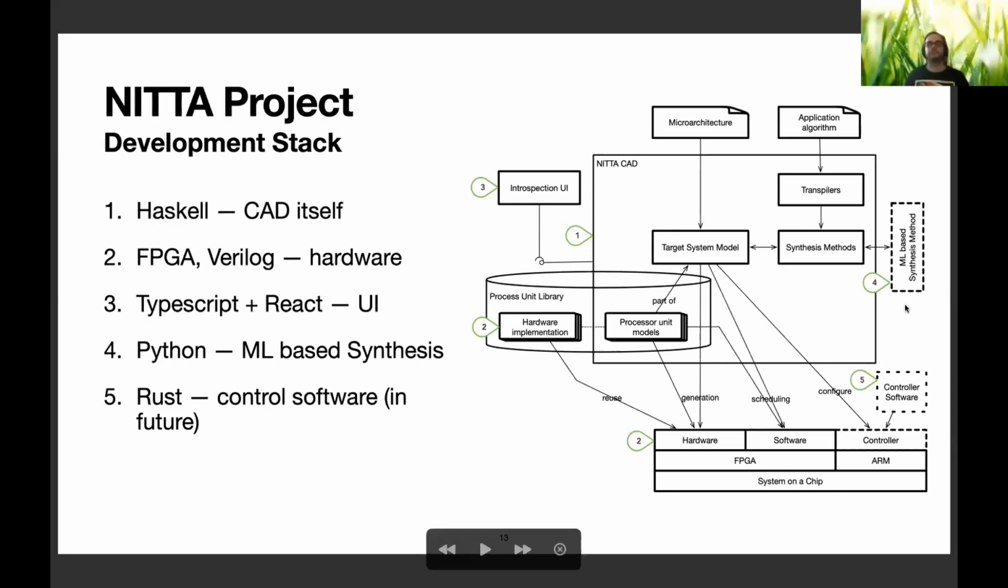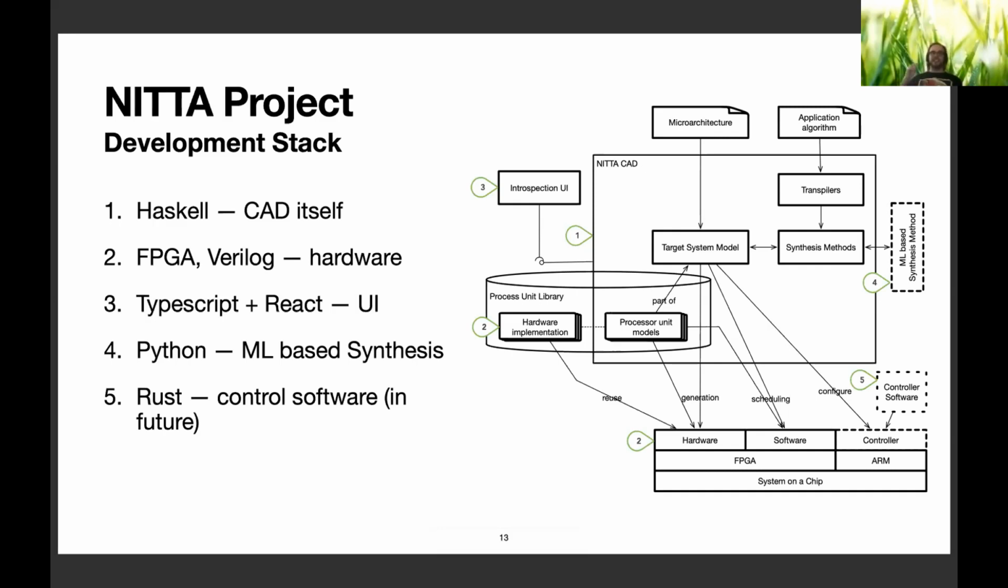Another connected box is an ML-based synthesis method, because making a decision about how the target processor should work is a very complex task which involves many metrics, many variables, and so on. We can do it by ourselves and define an objective function for that, but in practice, it's a very hard task. So right now we are working on an ML-based solution for that.